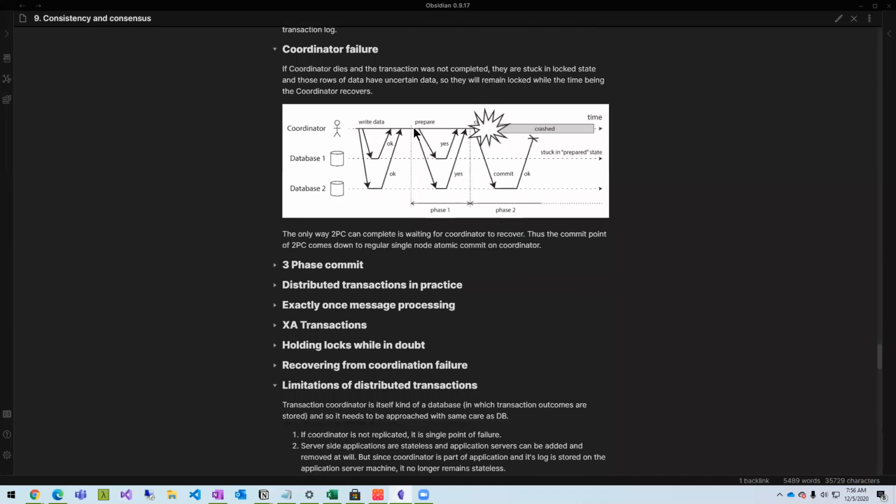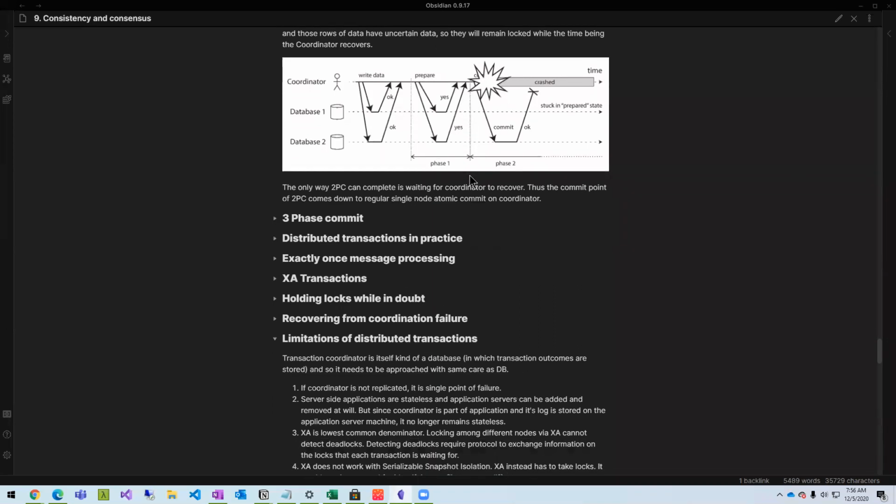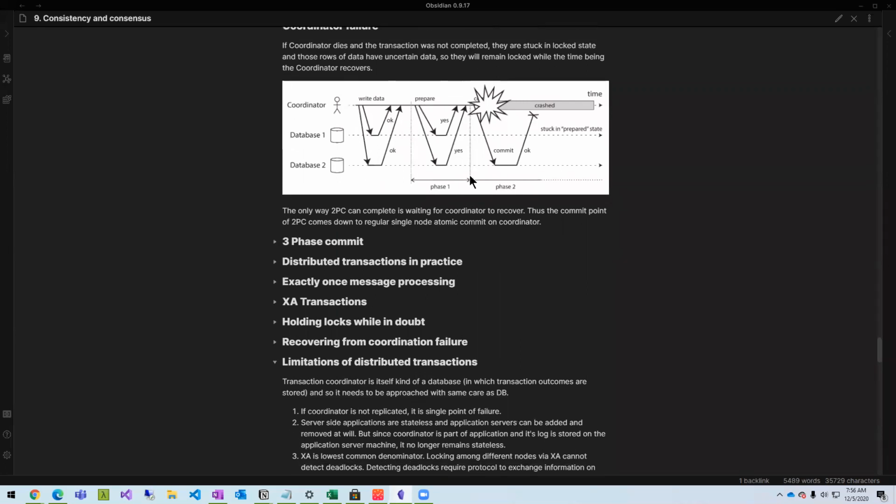Again, if the coordinator would have died at this point, then these nodes were free to abort it. So the point is, if it has crashed after this point, now they don't know, because now they don't have the right to abort their transaction. So yeah, so this was about two-phase commit.